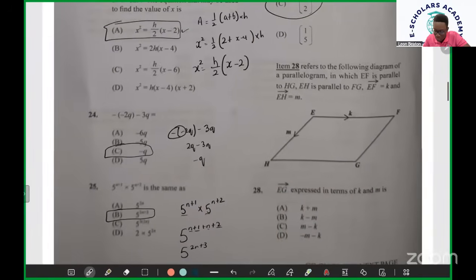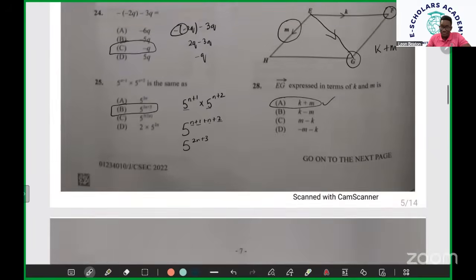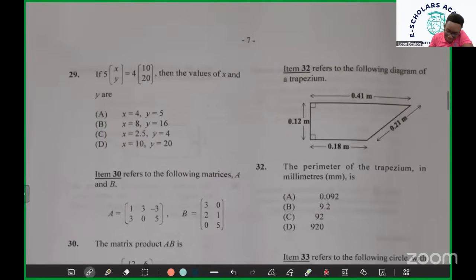All right, this is a popular one. I'd close my eyes and say A, but let's work it out. What they want is EG. So for EG, we go from E to F, which is K, then they move from F to G in the same direction, so this is plus M. So indeed K plus M. They repeat the answer, I think this is B. We worked this one just now.